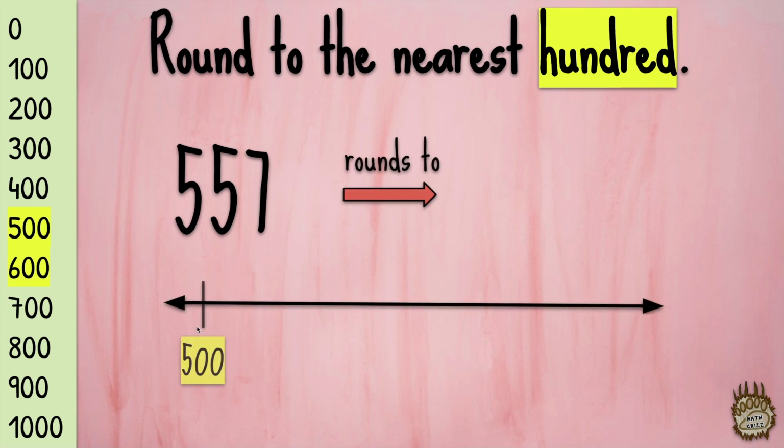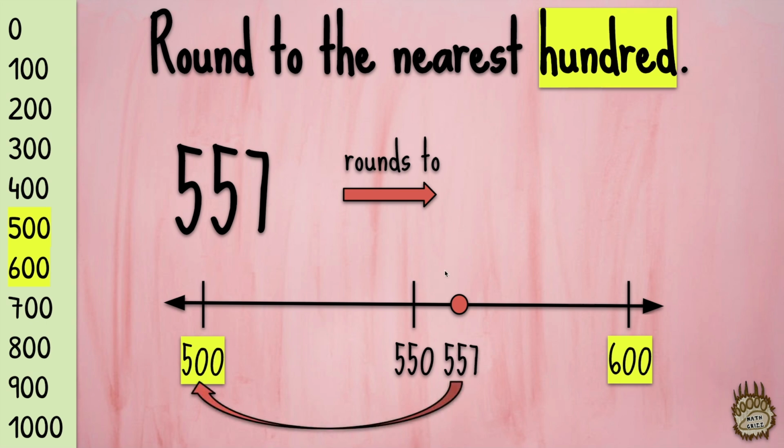We'll have 500 on one side and 600 on the other, since we're rounding to the nearest, or the closest, hundred. We know that halfway between 500 and 600 is 550. Now let's think, 557. Is that going to be less than 550 or greater? It's actually going to be just a little bit greater because we have a 7 in the ones place and a 0 here. So let's think, is 557 closer to 500 or is it closer to 600?